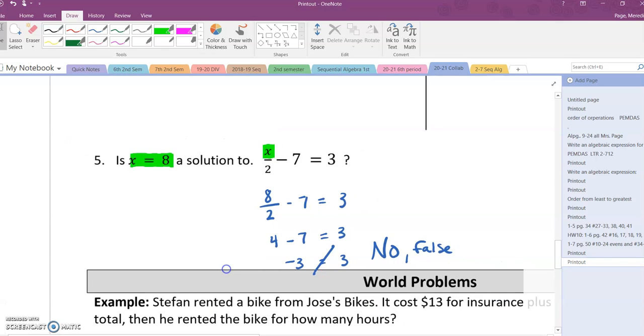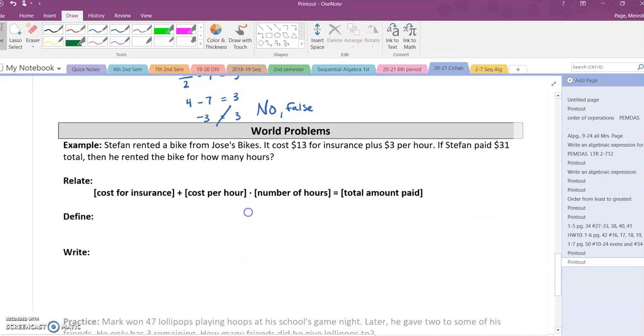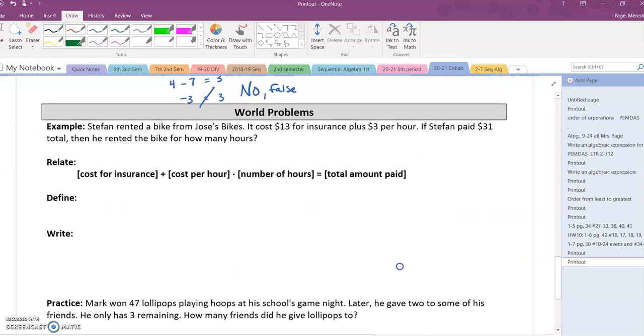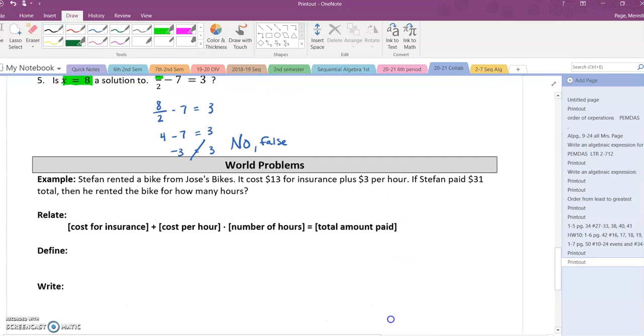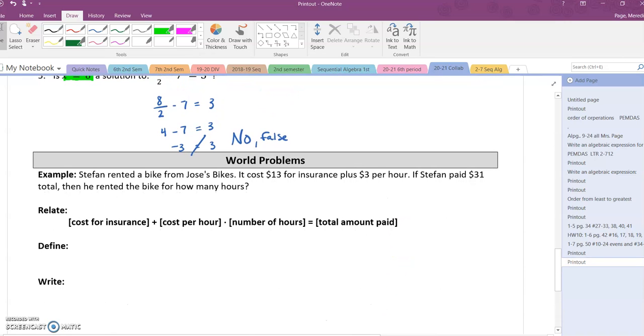Okay, word problems. Do one word problem. That should be good enough. So, it says an example. Stefan rented a bike from Jose's Bikes. It cost $13 for an insurance, highlight it, plus $3 per hour. That's important, like that. If Stefan paid $31 total, super important, then he rented the bike for how many hours?